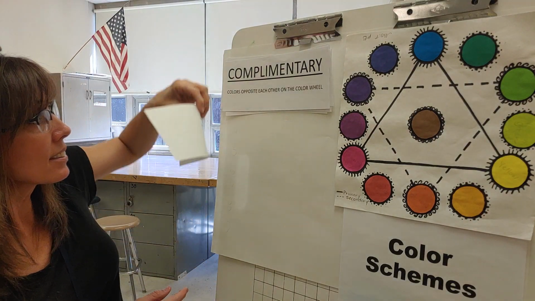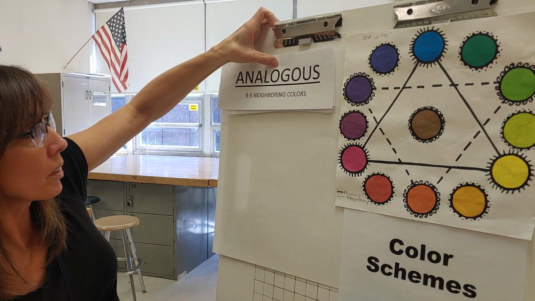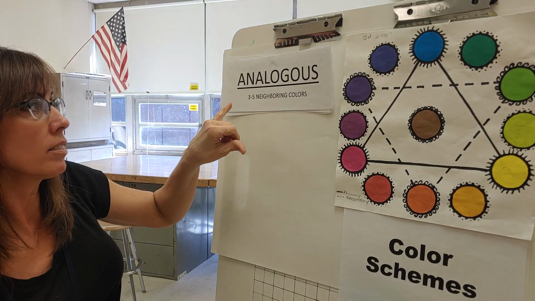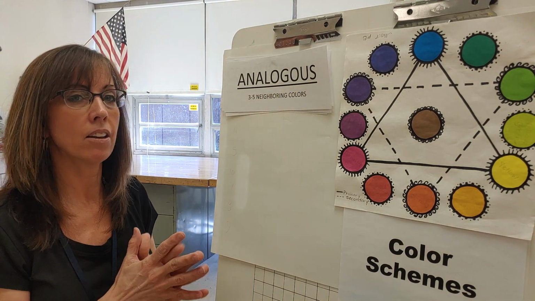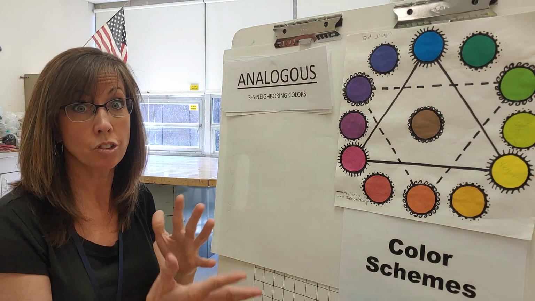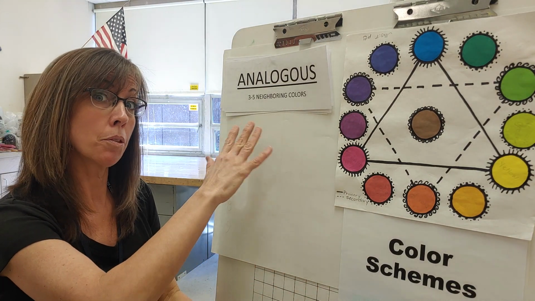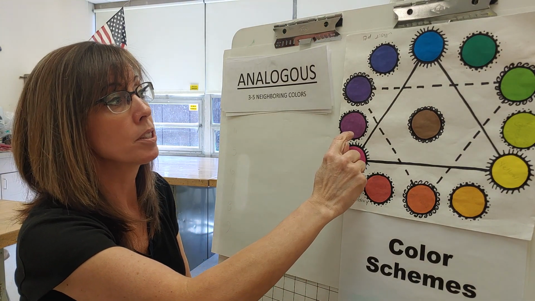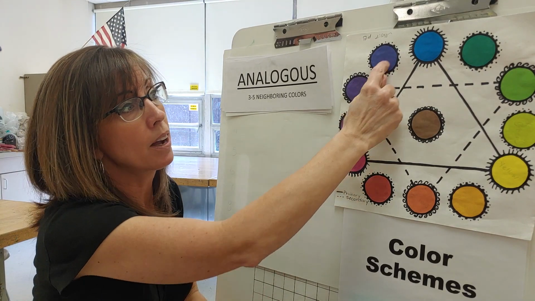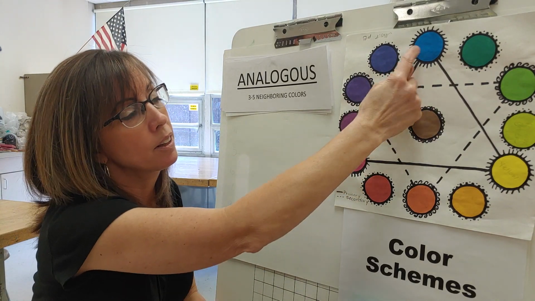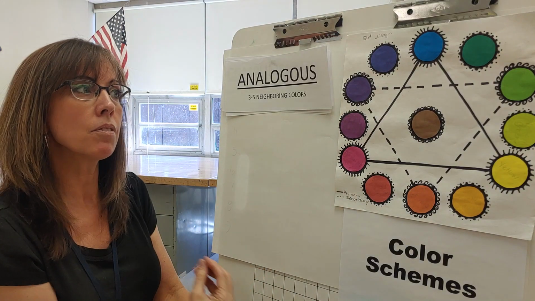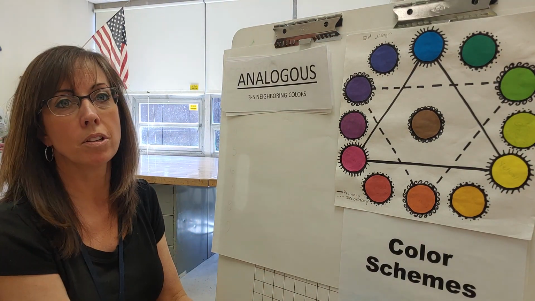And the last scheme I just want to mention to you today is called analogous. And analogous colors are colors that are kind of next door neighbors. They're neighboring colors on a color wheel, usually between 3 and 5 colors. So if you were to take 3 colors or up to 5 colors side by side, those would be analogous. So just think of the word neighbor when you think of the word analogous.